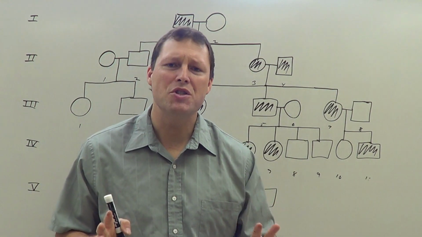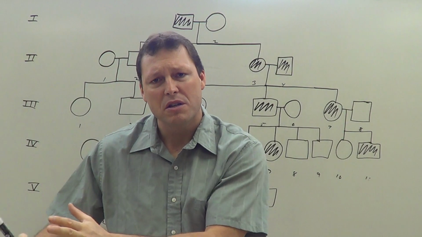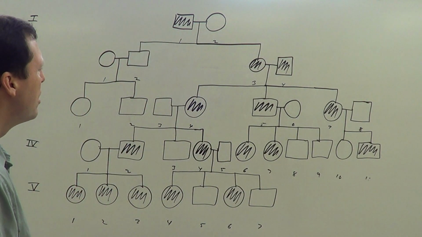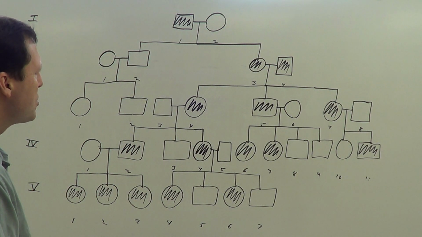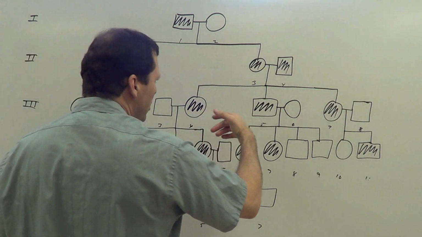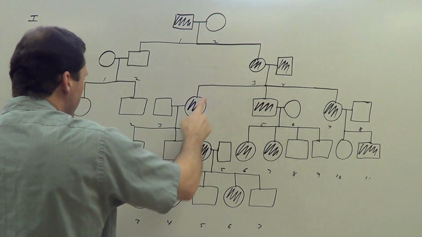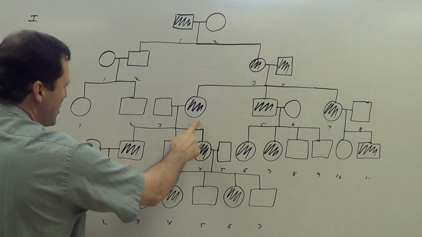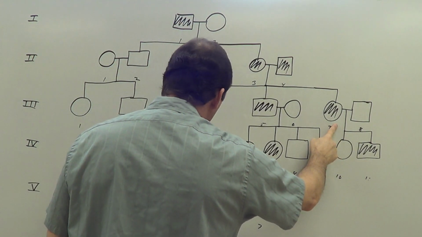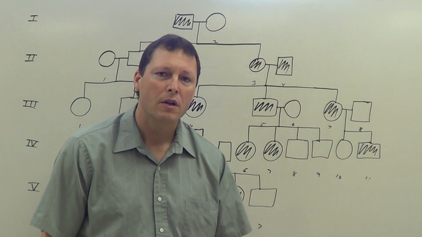Now once we figured out it's dominant, then we got to go through the rest of the criteria to figure out, is it X-linked or is it autosomal? So, the first criterion was all affected males must have an affected mother. So let's take a look. Here's an affected male. Yes, they have an affected mother. Here's an affected male. Yes, they have an affected mother. Here's an affected male. Yes, they have an affected mother. So that criterion is true. Let's go on to the next one.